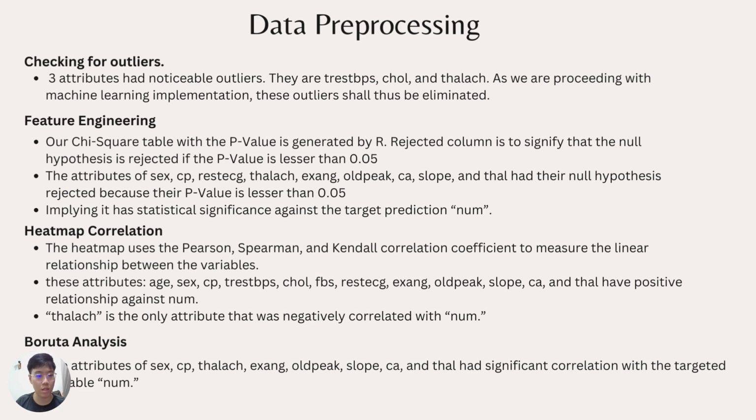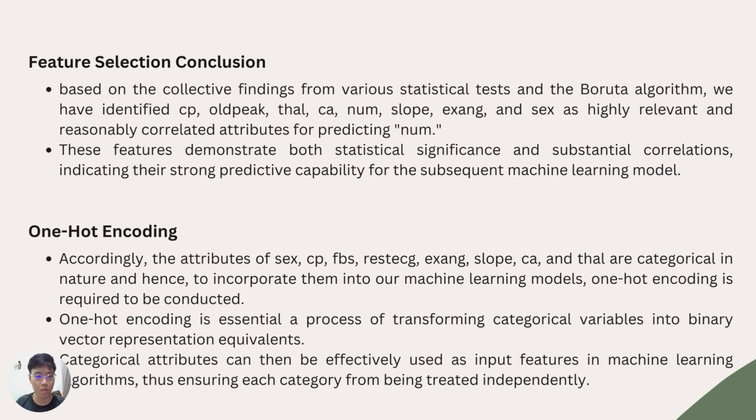And Boruta analysis. The attributes sex, cp, thalach, exang, oldpeak, slope, ca, and thal had significant correlation with the target variable num. So, feature selection conclusion. Based on the collective findings from various statistical tests and the Boruta algorithm, we have identified that cp, oldpeak, thal, ca, slope, exang, and sex are highly relevant and decently correlated attributes for predicting num. These features demonstrate both statistical significance and substantial correlations, indicating that they have strong predictive capability for the subsequent machine learning models.